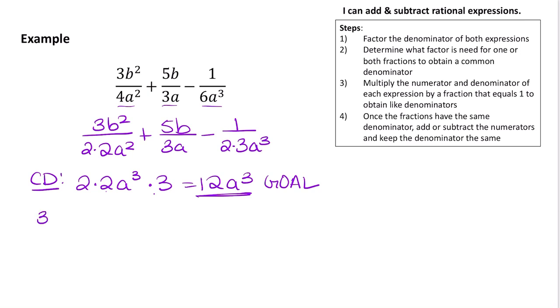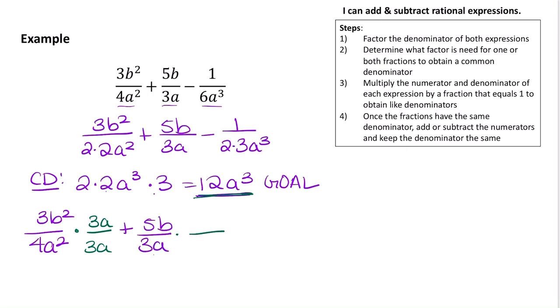So now the next thing I need to do is go through all of these fractions and multiply by some form of 1. Okay, same numerator, same denominator, so that I get my 12a cubed. Well, from 4a squared, I need to multiply by 3a, right? If I multiply the denominator by 3a, I need to multiply the numerator by 3a. Okay, let's go to the next fraction. So I have 5b in my numerator, 3a in the denominator. What's missing here? To get 3a to become 12a cubed, I need to multiply by 4 and a squared, right? So 4a squared in the numerator and denominator.